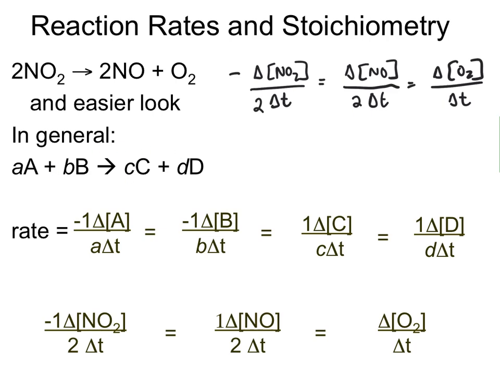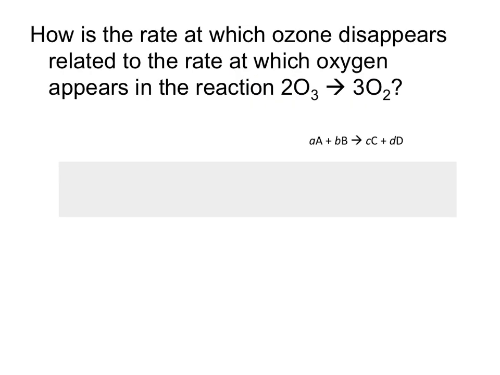Okay, so we're going to utilize this general equation and these general relationships to get our rates. So let's go ahead and apply what we just learned. They want us to dictate how the rate at which ozone disappears is related to the rate at which oxygen appears. So we have a balanced chemical equation here. We have our relationship that we know.